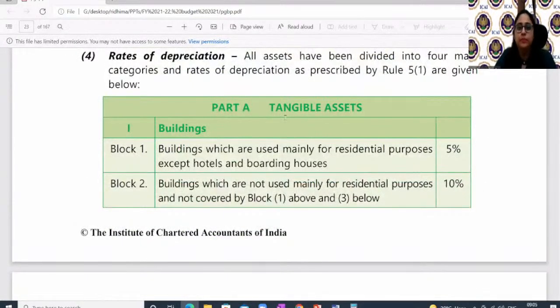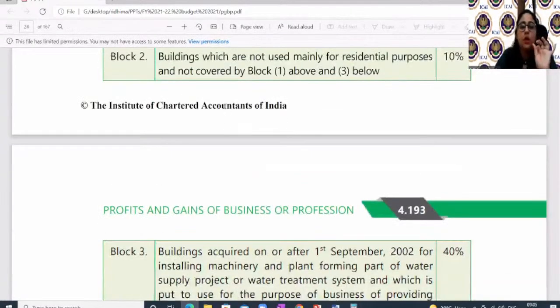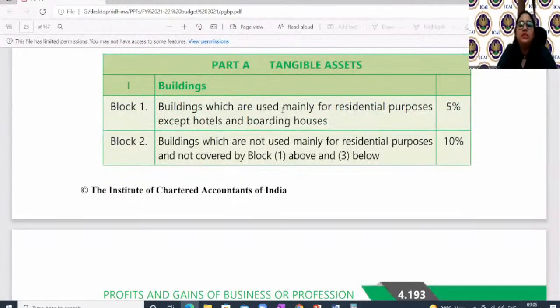Building. First, my tangible assets, meaning you have buildings. In buildings there are three blocks. One is residential building: buildings which are used fully for residential purposes, except hotels and boarding houses, the depreciation rate would be 5%. So if I have maintained my office in my own house, then for that part of the office I will be claiming 5% depreciation.